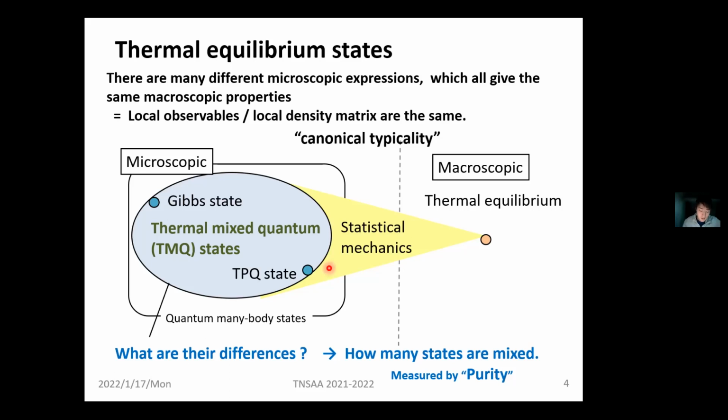So what could be the difference? The difference could be how many states are mixed in order to construct these states. For example, the Gibbs state is known to be an exponentially large mixture of states, but the typical state consists of only one pure state. The purity will distinguish them.